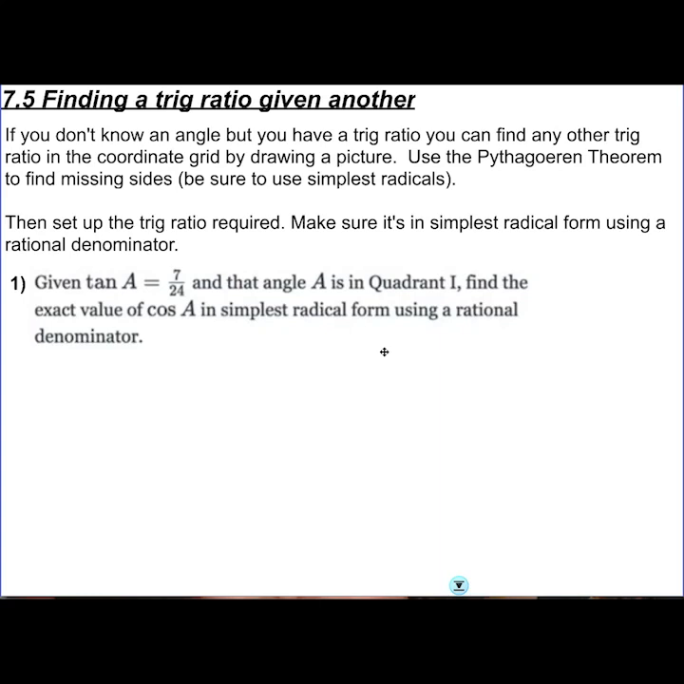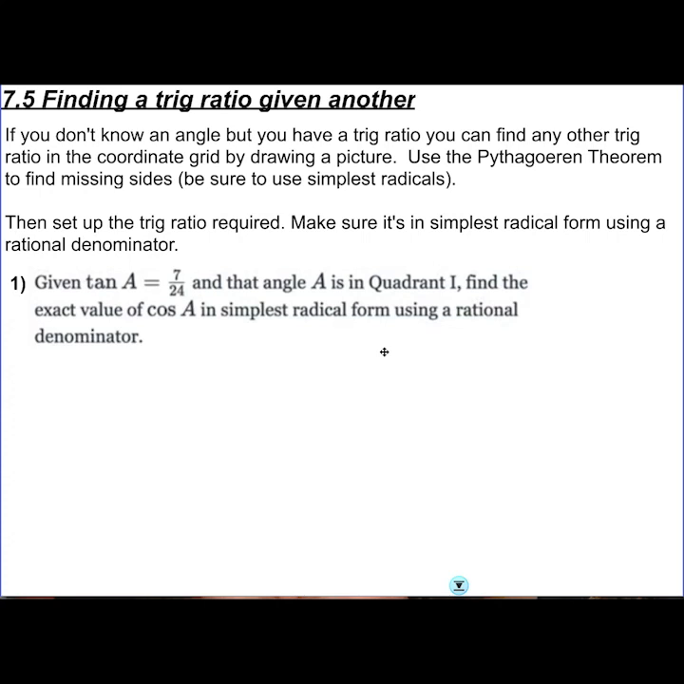Lesson 7.5 is finding a trig ratio given another trig ratio. So we started off our trigonometry unit by developing the 6 trig ratios, our 3 standard ones, our 3 reciprocal ones. After we've done that, we associated those first of all with right triangles, and now we're starting to move towards applying those trig ratios to the coordinate plane where we're rotating a point. And we're going to emphasize now this rotation with an angle measurement.